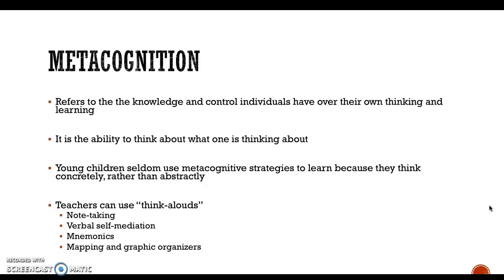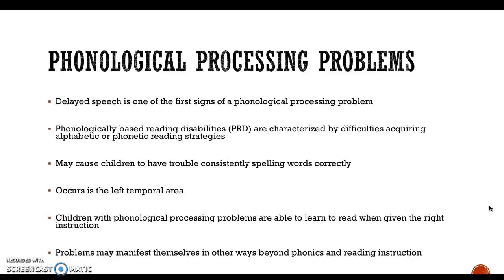Metacognition refers to the knowledge and control individuals have over their own thinking and learning. It's the ability to think about what one is thinking about. Young children seldom use metacognition strategies to learn because they think concretely rather than abstractly. And teachers can use think alouds to help their students think more abstractly. And those include note taking, verbal self mediation, mnemonics, and mapping or graphic organizers.